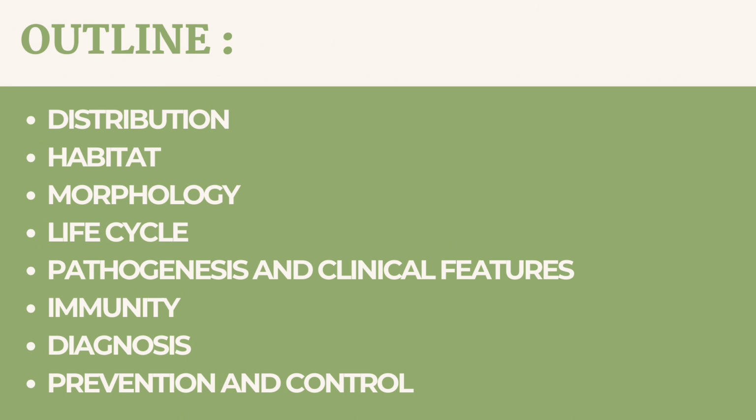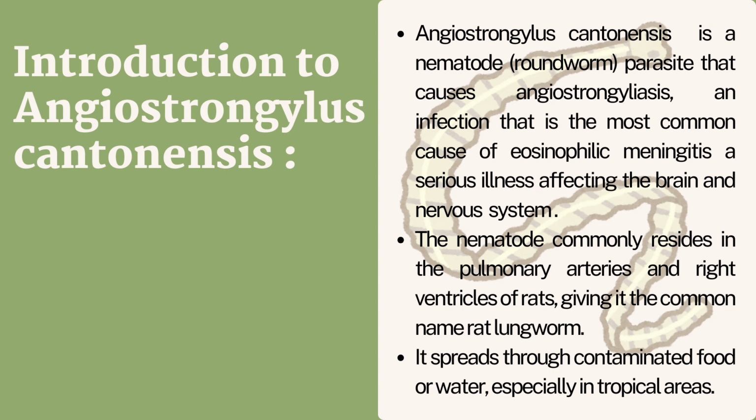This lesson will talk about distribution, habitat, morphology, life cycle, pathogenesis and clinical features, immunity, diagnosis, and prevention and control. So, let's start. What is Angiostrongylus cantonensis? Angiostrongylus cantonensis is a nematode parasite or roundworm that causes angiostrongyliasis. It is an infection that is the most common cause of eosinophilic meningitis. It is a serious illness affecting the brain and nervous system.